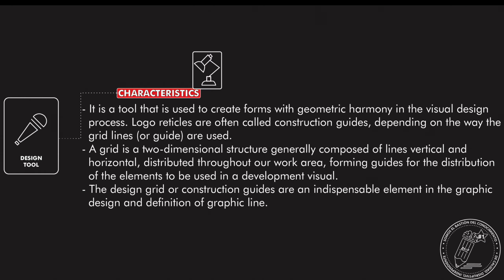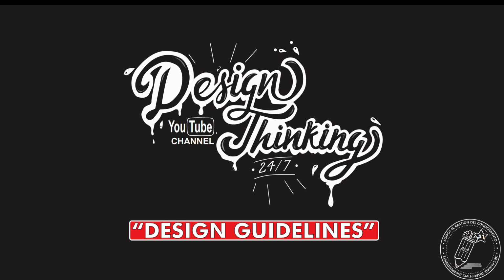A grid is a two-dimensional structure generally composed of vertical and horizontal lines distributed throughout the area of work, forming guides for the distribution of the elements to be used in a visual development. The design grid or construction guides are an indispensable element in graphic design and the definition of graphic line.